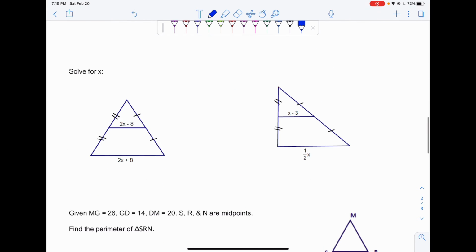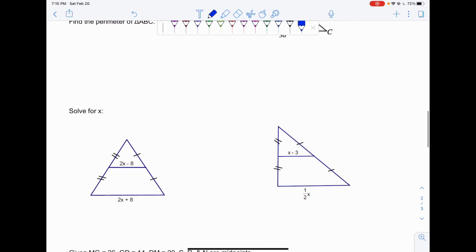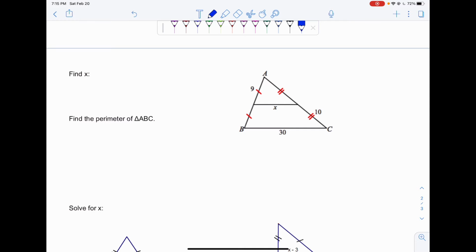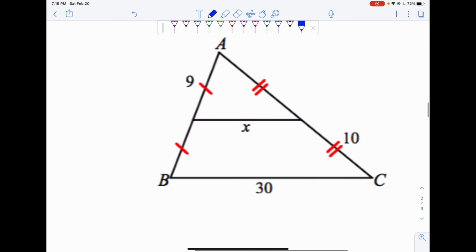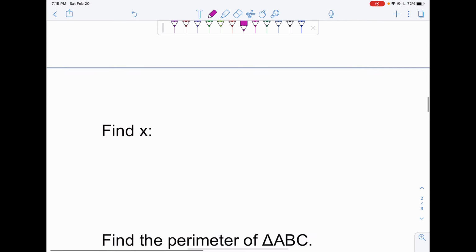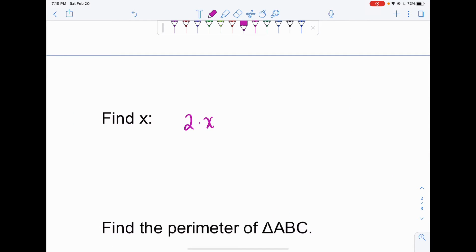Let's go on to some algebraic solving problems. With this next example, it says find x. Well, if you look, I know that if I double x, it will be equal to 30. So I know 2 times x is equal to 30. I need to solve that equation and get rid of my 2, so I'm going to divide both sides by 2. So I get x is equal to 15.